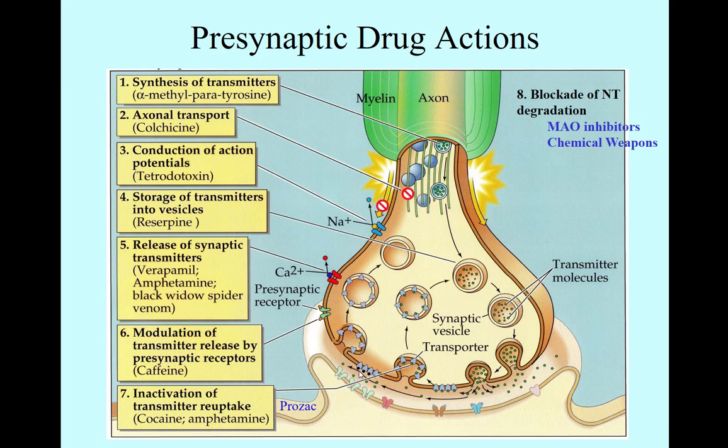Anyway, that's how drugs can affect our bodies at the presynaptic level. Okay, there's 8 different sections. Next, we'll talk about the postsynaptic level.